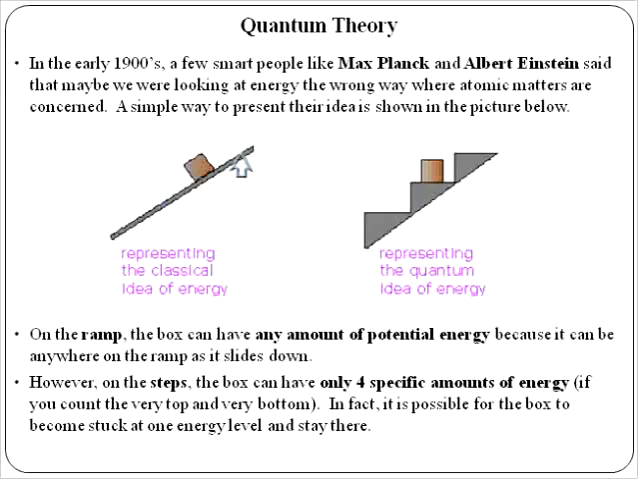On the ramp, the box can have any amount of energy, but on the steps, you can only have certain specific amounts of energy, and that's it. If you count the very bottom and the very top, we've got 1, 2, 3, 4 steps. 4 specific amounts of energy that we can have, and nothing in between. It's possible for the box to stay at one energy level and not go anywhere, unless someone gives it a push and knocks it down to the other one, or someone lifts it up to the next one up.